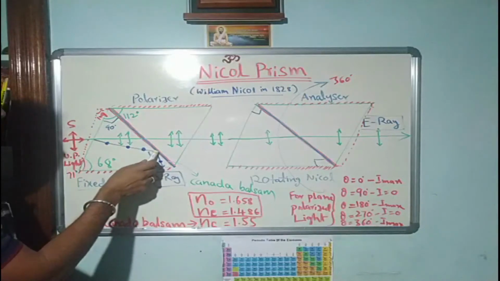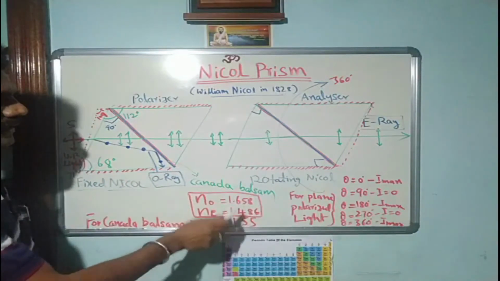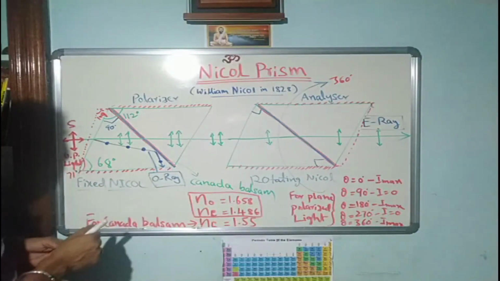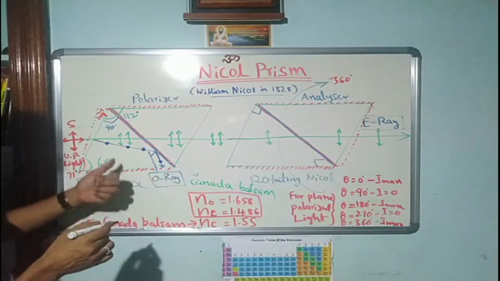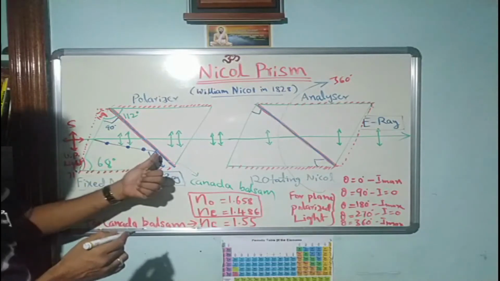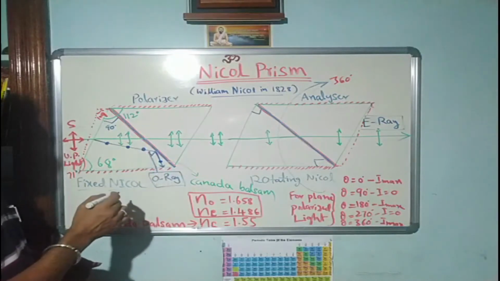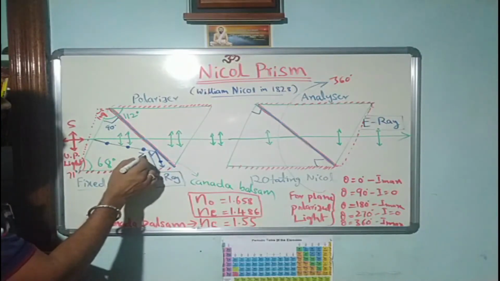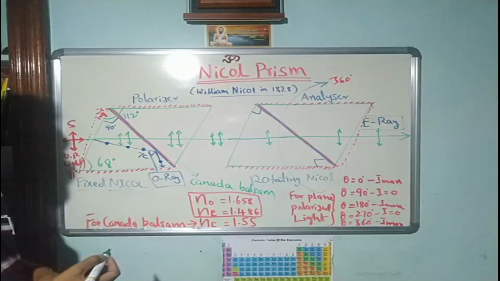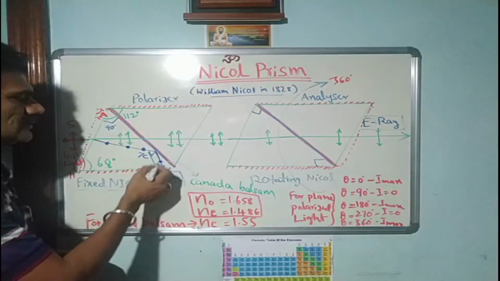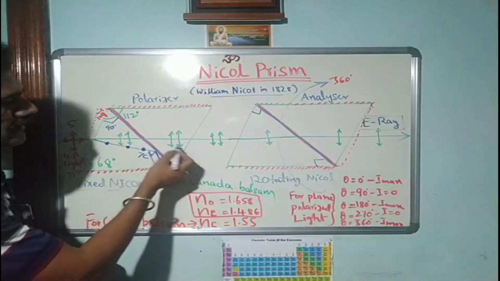it is incident on the division part. The division part consists of Canada balsam with refractive index 1.55, right? At this point of incidence, the ordinary ray is traveling from a denser medium to a rarer medium at a particular angle. That angle is greater than the critical angle for total internal reflection. With that condition, the light undergoes total internal reflection inside the same denser medium, and it does not enter the other part of the Nicol prism.